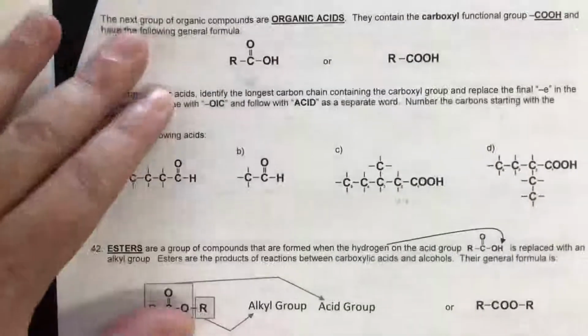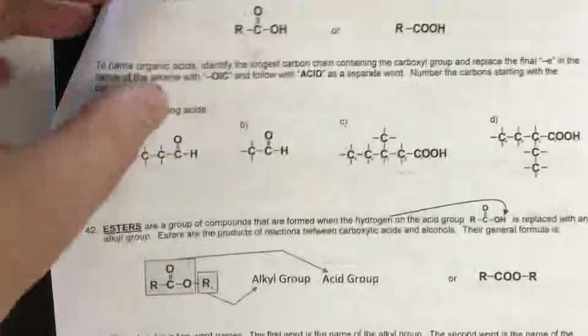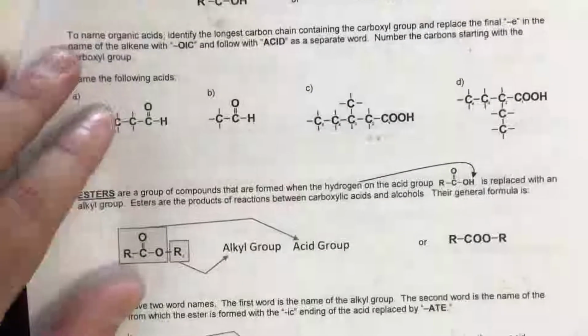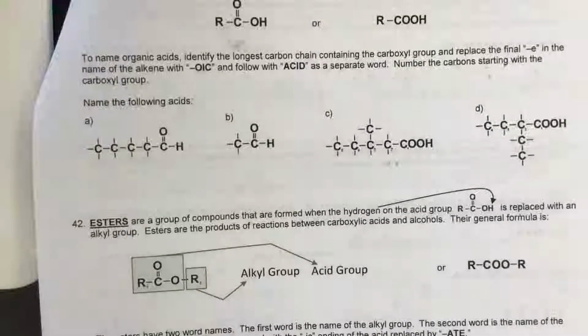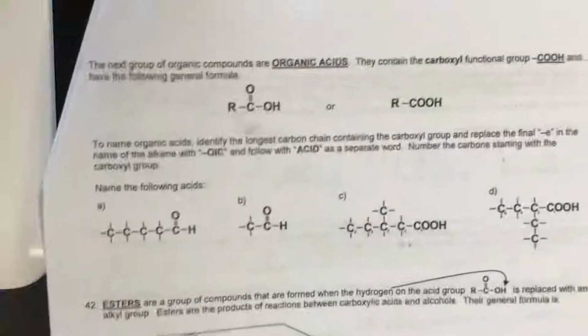The next group that we're going to look at are your organic acids. We don't really need to know the definition of an acid for this course, but an acid is basically something that can donate a hydrogen, a proton, to something. Something that accepts a proton is considered to be a base. Okay, so let's look at the structure.